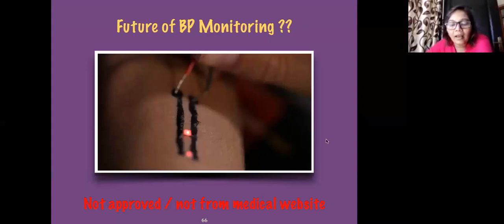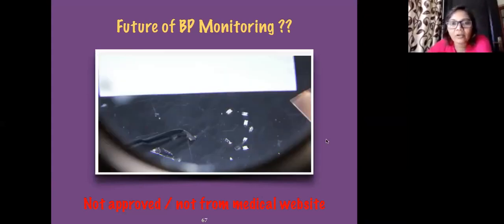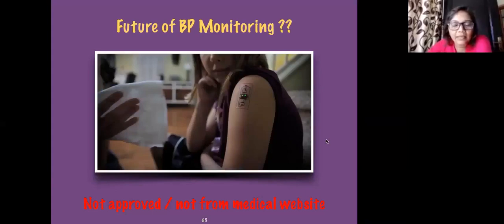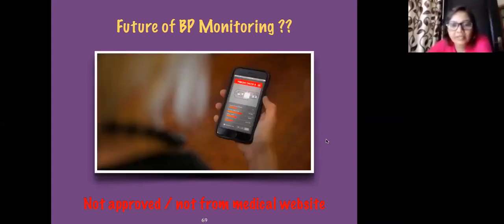So there are things which people are trying to bring up, like tech tattoos. You have sensors embedded into tattoos which can monitor what is going on in your body, like even temperature, and it can even sense your heart rate and blood pressure at times, and it can be connected to a server, and you can get updates on your mobile phone from these tech tattoos.